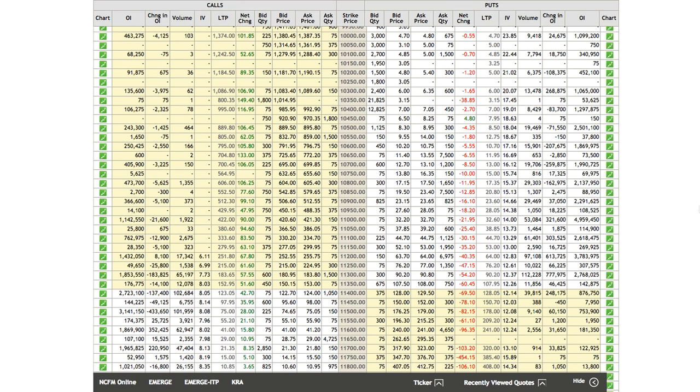Now we can also compute a ratio of the total number of puts written divided by the total number of calls written, called PCR. A PCR value less than 1 indicates a bullish trend in the market, and greater than 1 indicates a bearish trend in the market. However, we cannot just rely on a PCR value to gauge the direction of the market.